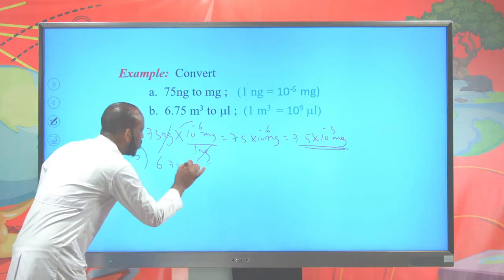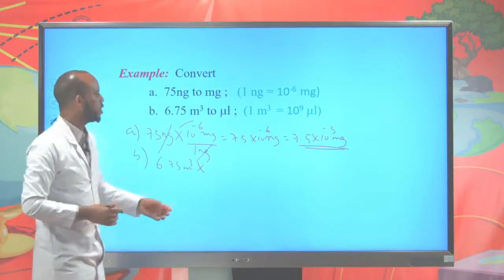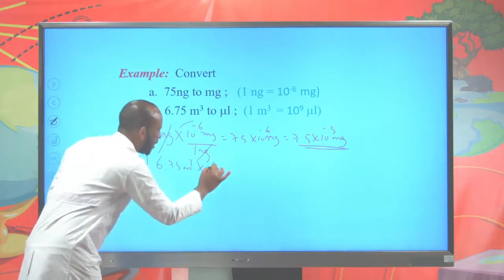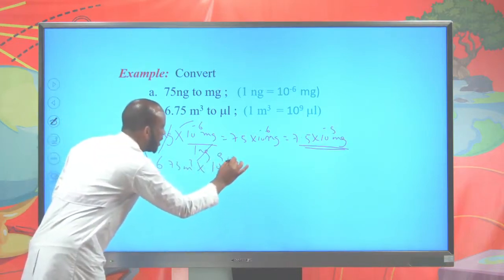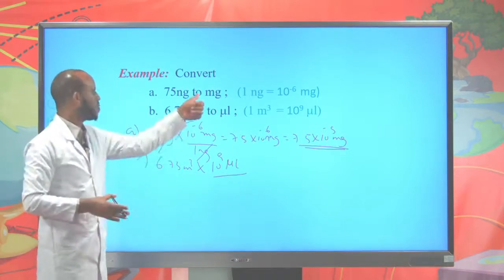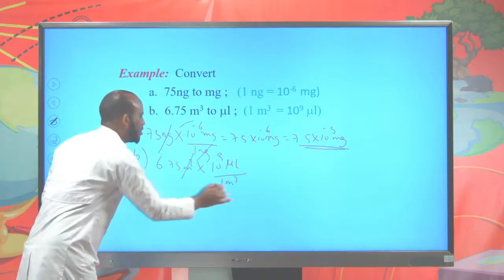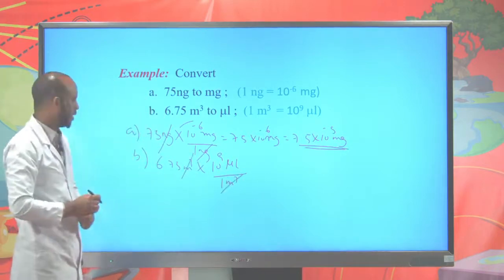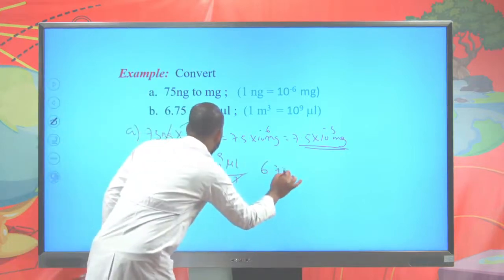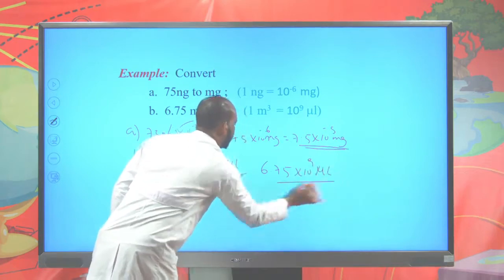6.75 meter cube times unit of desired quantity, which is microliter, 10 to the power of 9 microliter, divided by unit of original quantity, which is meter cube, 1 meter cube. Meter cube will be cancelled by meter cube. Now this is the same as 6.75 times 10 raised to 9 microliter.